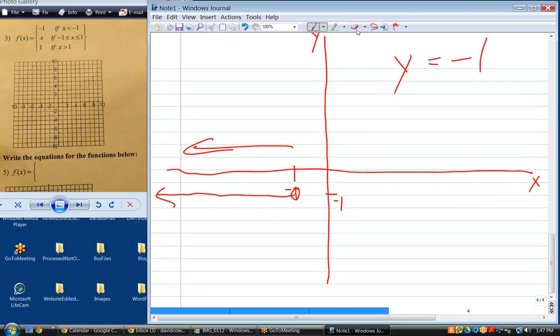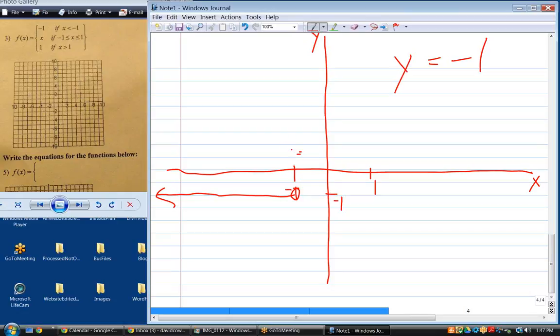Okay. And then the next interval, going left to right, is the interval between minus 1 and 1. Well, let me put 1 over here. That's this interval right here. Notice that it's greater than or equal and less than or equal, so it's a closed dot everywhere, wherever this thing begins.